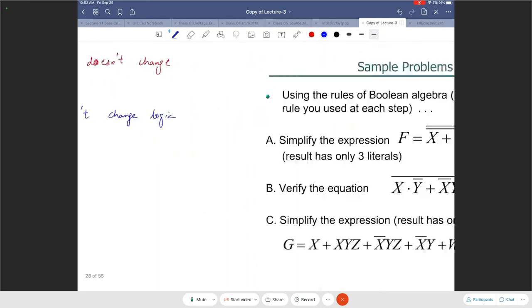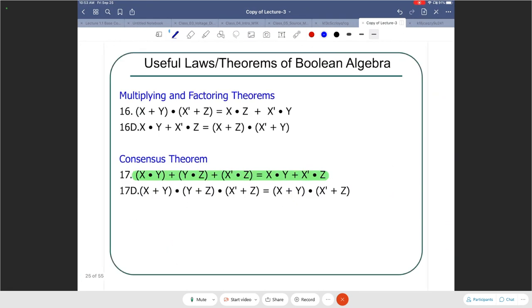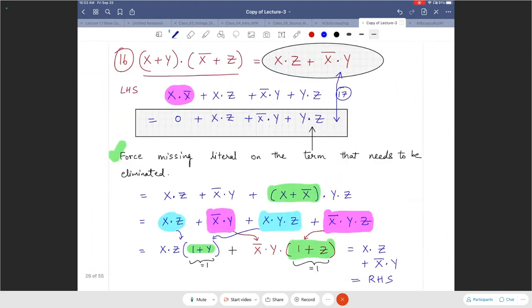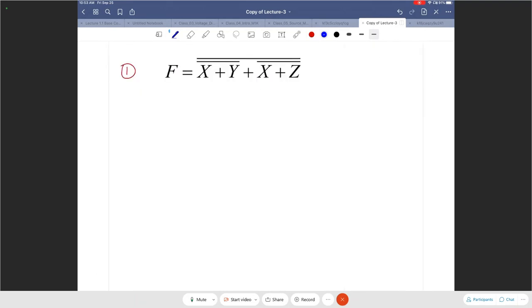All right, let's go on to some sample problems. Just for the sake of practice, I'm going to do these three Boolean algebra problems. Oh, can you go back to the consensus theorem? Yes, right here. All right. So what we'll do next is, for the sake of practice, we will try to simplify an expression, verify the equation, and in part C, we will try to simplify the expression such that the result has only two literals. So I'll start with A and then go to B and then C. A is right here. I should probably call this A.